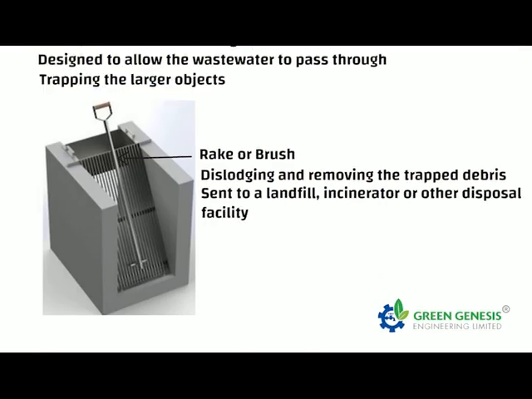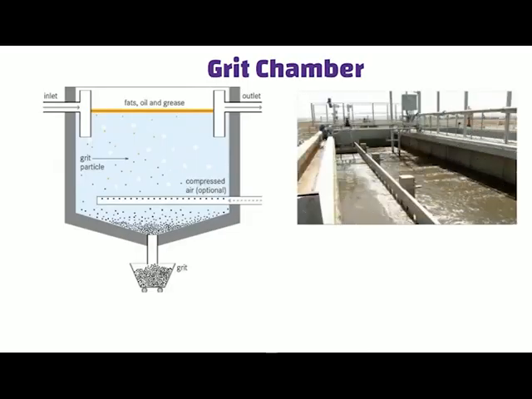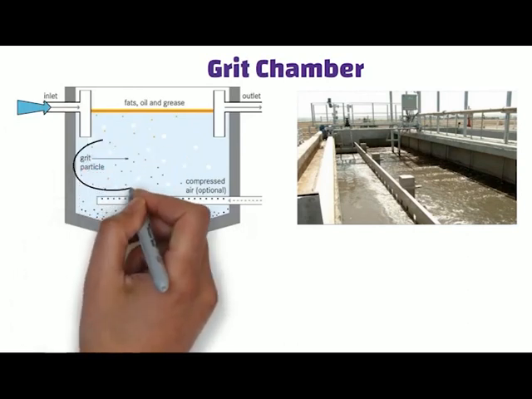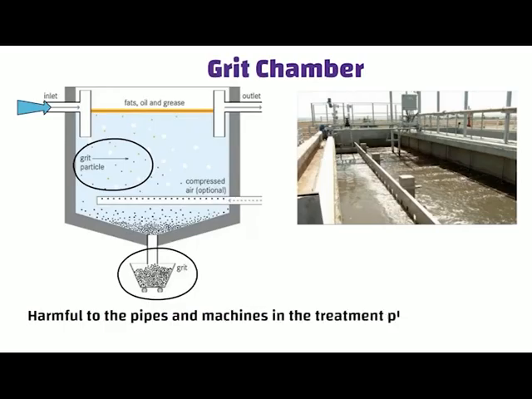Grit chamber. From bar screen chamber, the wastewater enters the grit chamber through an inlet pipe or channel. This is where the small bits of solid material that are too small to be removed by the bar screen are removed. These small bits of solid material are called grit, and they can be really harmful to the pipes and machines in the treatment plant if they are not removed.